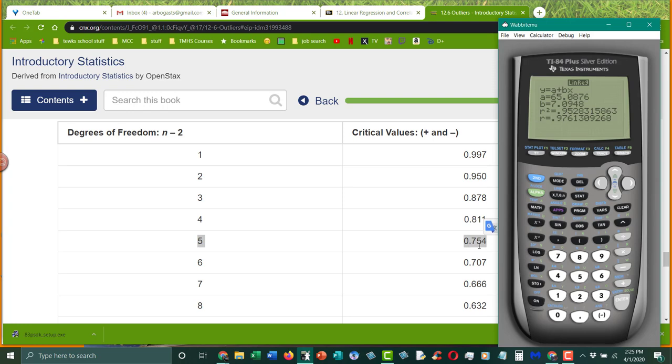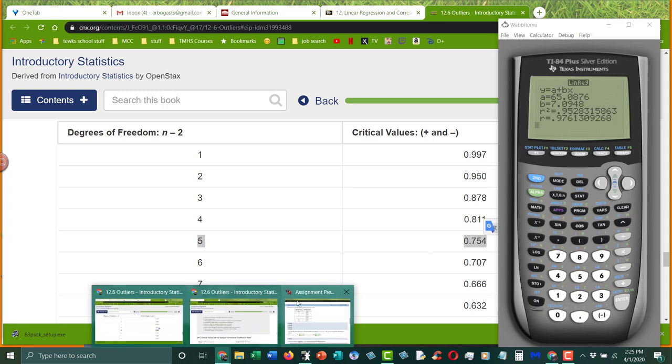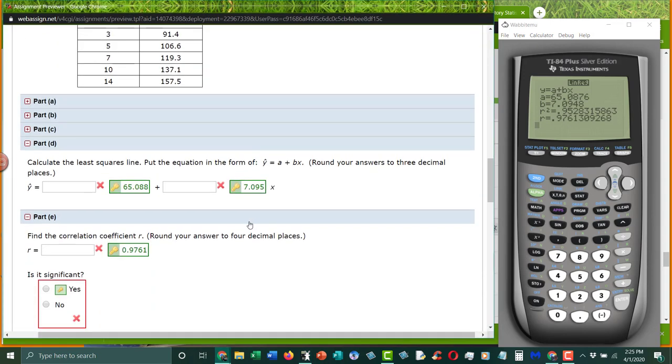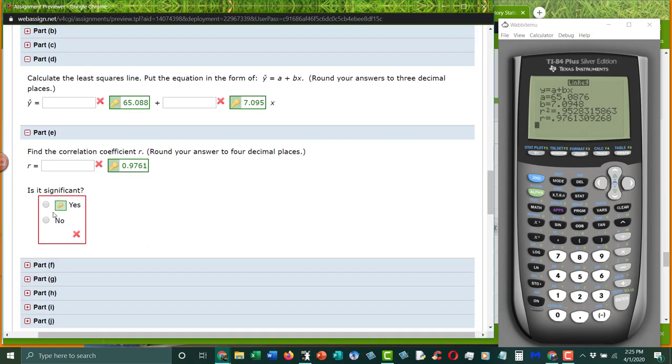This value is 0.754. Now we don't care about the negative when it says positive or negative. We're just taking the absolute value of this. If this number here is bigger than this number here, the coefficient of correlation is significant, and therefore we can do a good regression test, and we can then use this for estimation. So that's how we find that answer. So you're going to need that table for each one of these problems. And so if it's bigger, it's yes. If it's not bigger, it's no.